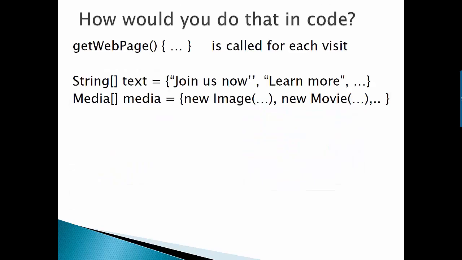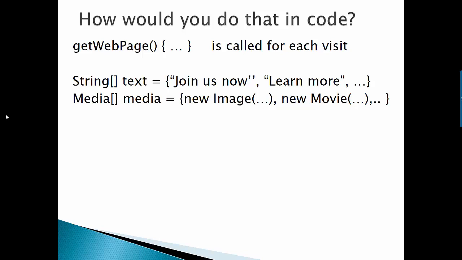Okay, so what does this all have to do with code? Let's imagine, and this is not super accurate, but I think it conveys the general structure of the idea. Let's imagine that each time someone comes to a web page, there's a method that returns the contents of the web page. It's called getWebPage.